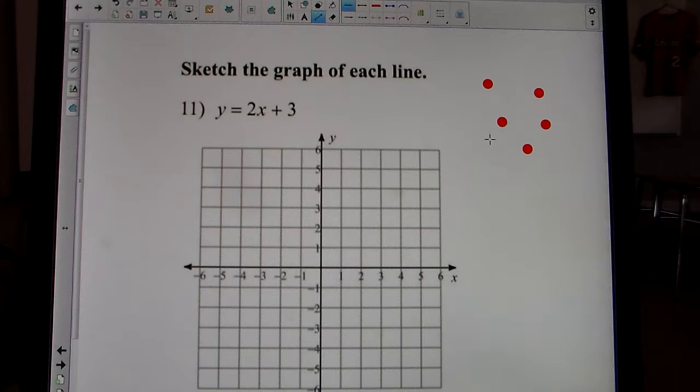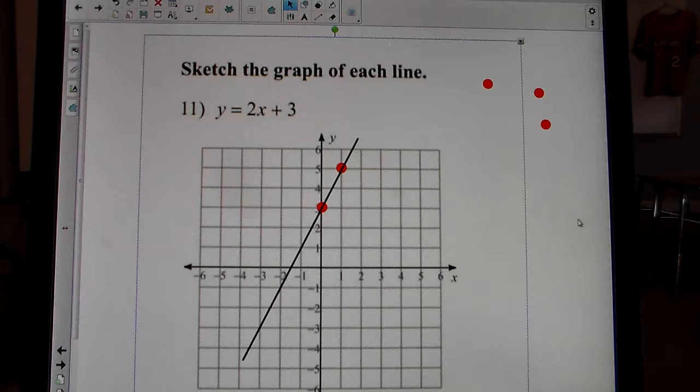Number 11. Sketch the graph of each line. So y equals 2x plus 3. Well, we know from earlier lessons that plus 3, that's our y-intercept. Whatever the sign number is at the end. And then we can tell this is our slope, so it's up 2 over 1. So we go up 2 over 1. Once we have that, we can make our line. And that's what our answer will look like for number 11.